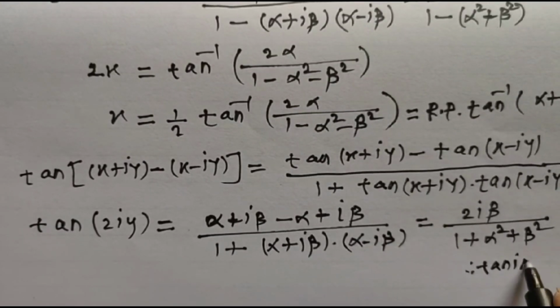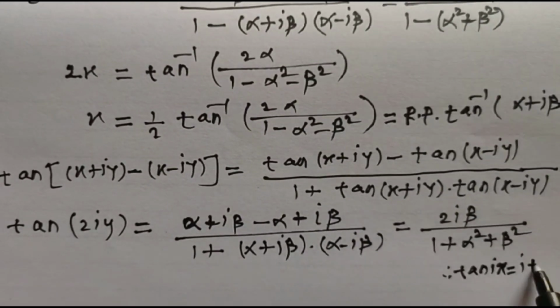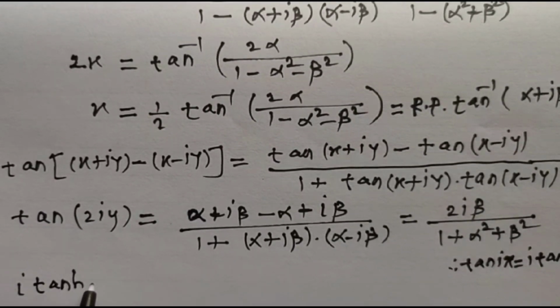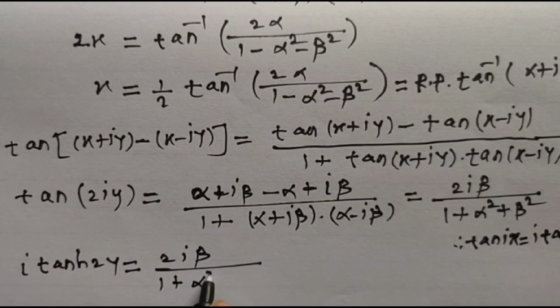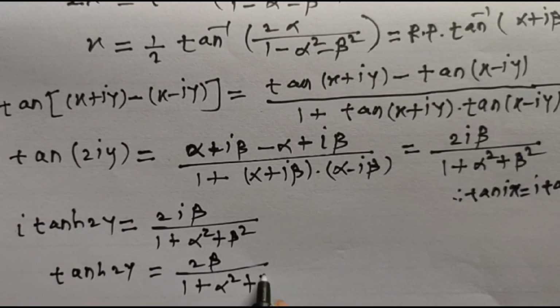Tan ix is equal to i into hyperbolic tan x. So left hand side becomes i into hyperbolic tan 2y, and this is equal to 2i beta divided by 1 plus alpha squared plus beta squared. i gets cancelled. Hyperbolic tan 2y is equal to 2 beta divided by 1 plus alpha squared plus beta squared.